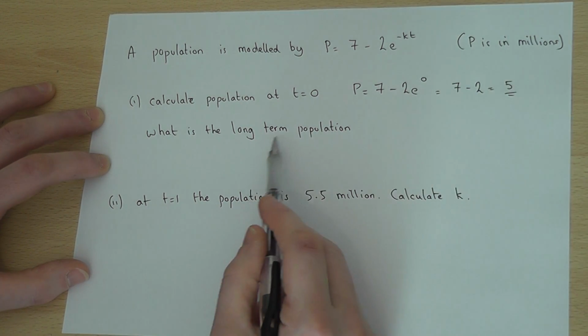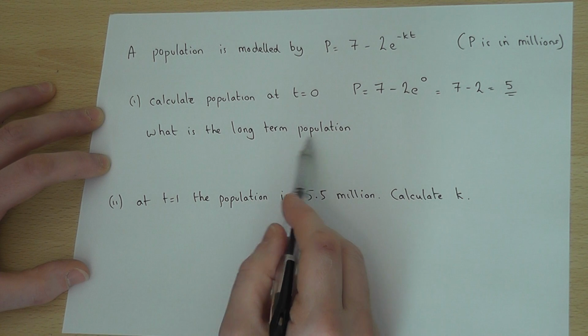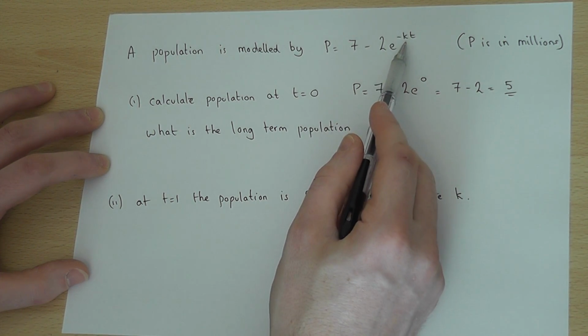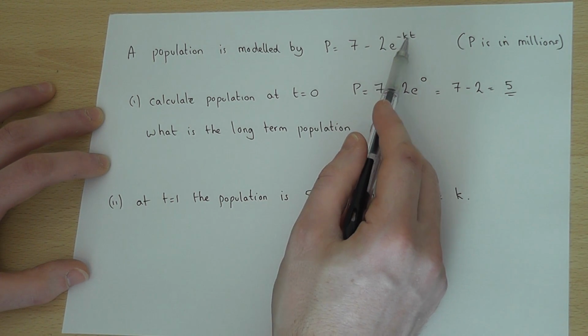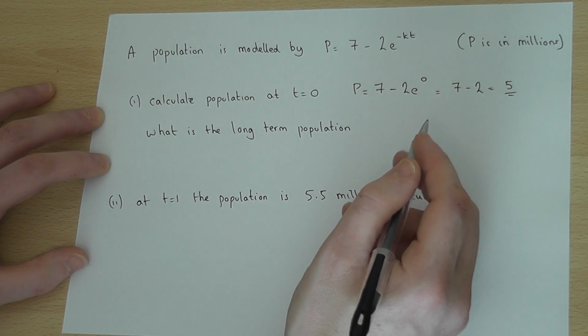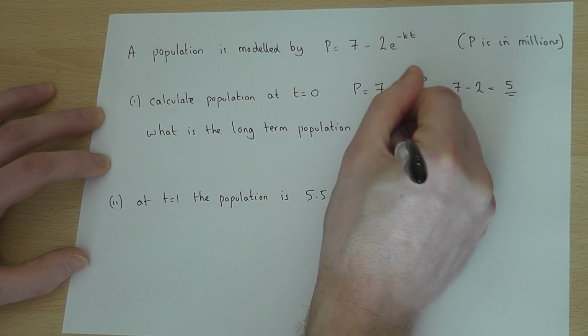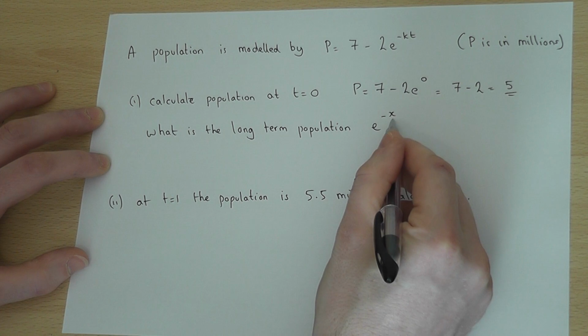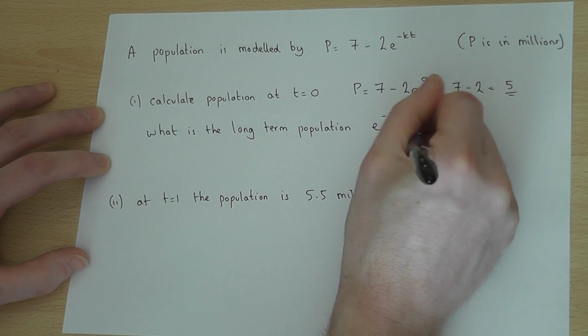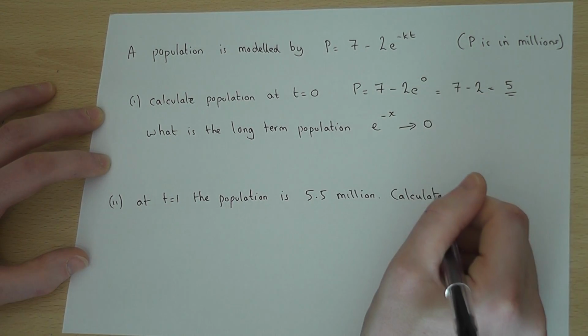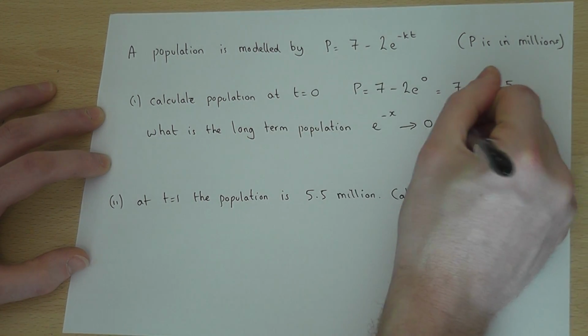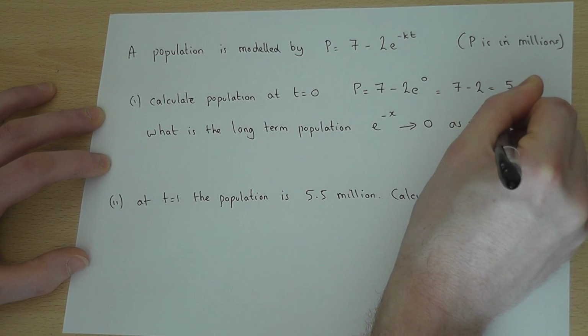It then asks for the long-term population. Now this means that as t gets larger and larger and larger, what happens to the population? Now, one key factor is that if we have e to the power of minus x, then as x gets larger and larger and larger, this tends down towards 0. The graph approaches 0 as x tends to infinity.